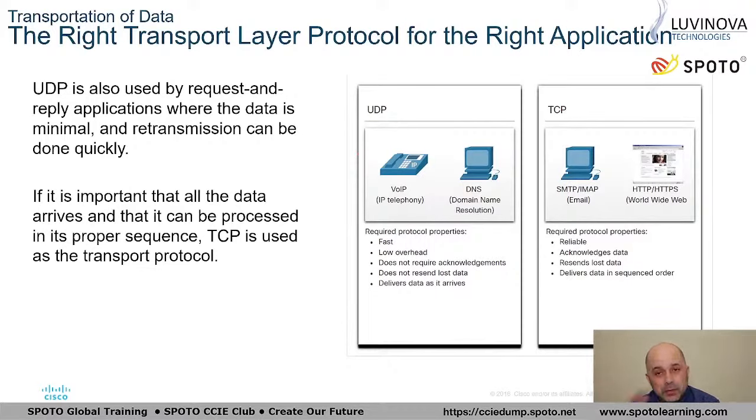Acknowledge the data, which means it checks if the old data arrived, then resends the lost data, and delivers data in sequence order. The reliable services are web browsing and emails. For example, web browsing: have you ever seen, whenever you type google.com in the browser, that you receive just 25% of the Google page?